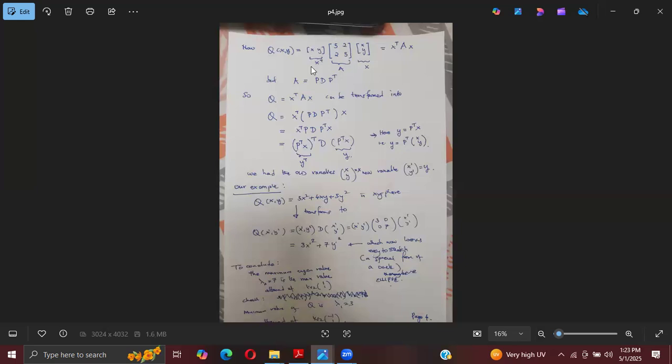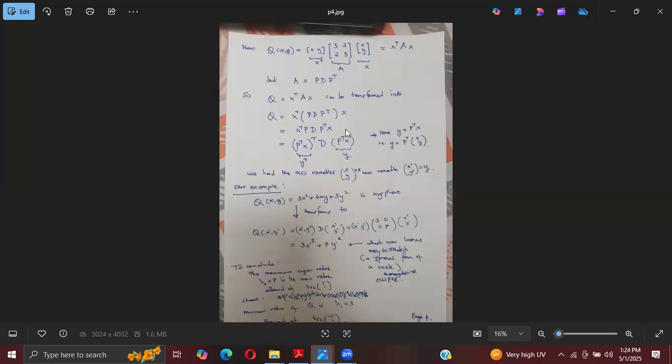So our Q, x transpose A x, can be transformed into this. What happens is that you replace our A with P D P transpose. So you have x transpose times, instead of writing A, you write P times D times P transpose, and then times x. These are the 5 matrices you are multiplying: x transpose is matrix 1, matrix 2 is P, matrix 3 is D, matrix 4 is P transpose, and matrix 5 is x. So I just open the brackets, in other words. Matrices, you can multiply them, as long as they are compatible, in whichever grouping.